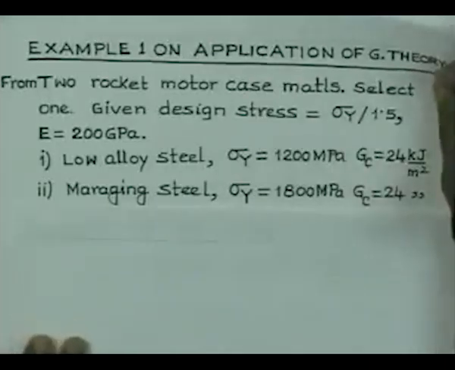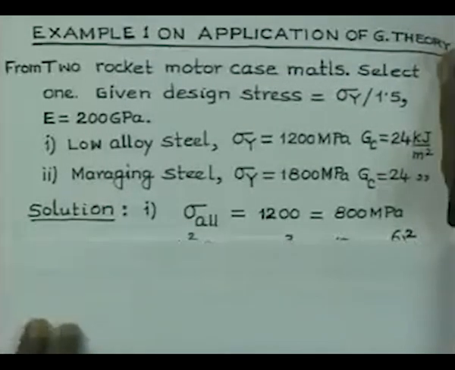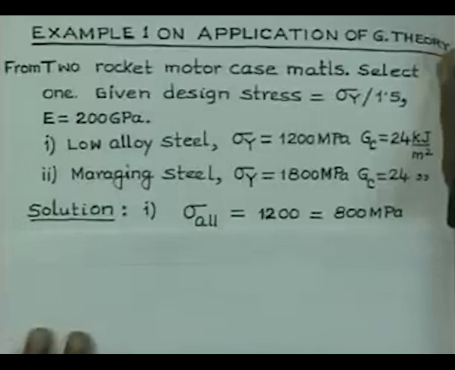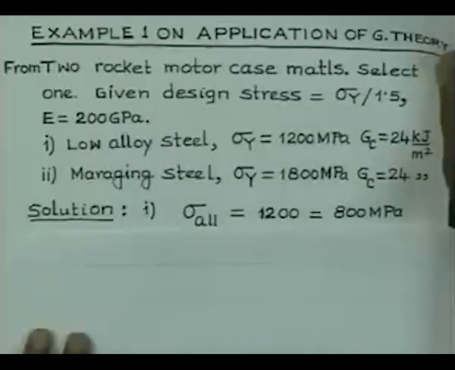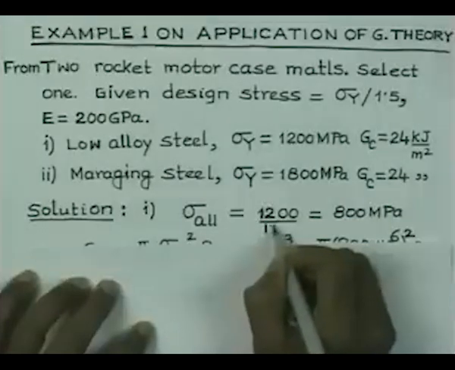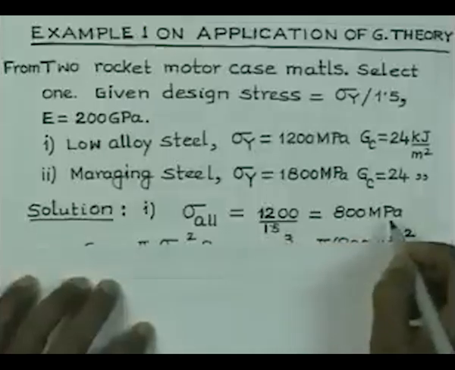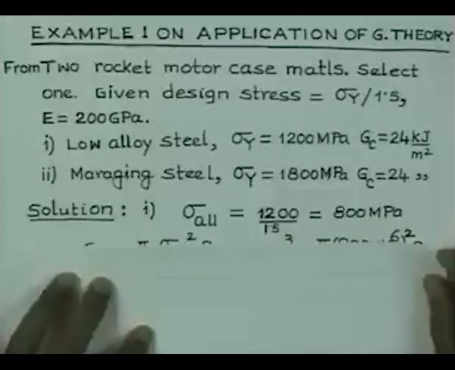Similarly, we have maraging steel, wherein sigma y equal to 800 MPa and Gc is equal to 24 kilojoule per meter square. Now, to solve this problem, let us first consider the material number 1. So, in this case, the allowable stress or design stress is going to be given by the yield stress divided by the factor of safety 1.5. So, therefore, it gives us 800 MPa.